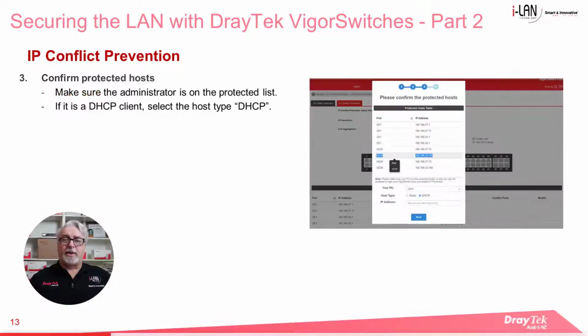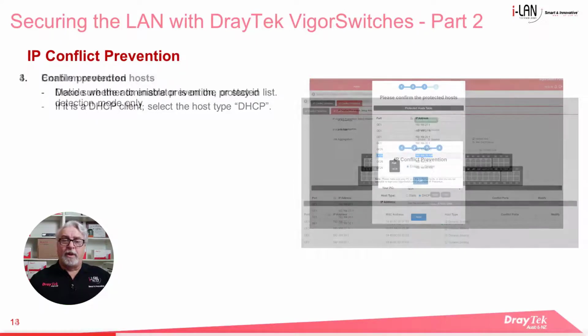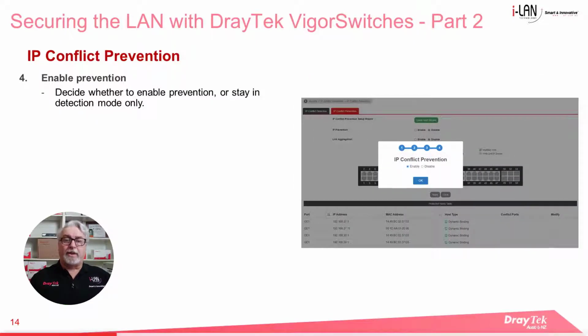The third step is to confirm the protected hosts. Here you can manually enter the IP address connected to a particular switch port. It's a good idea to include the PC that will be used to manage the network here to prevent being locked out. The final step in the configuration is to enable IP conflict protection.